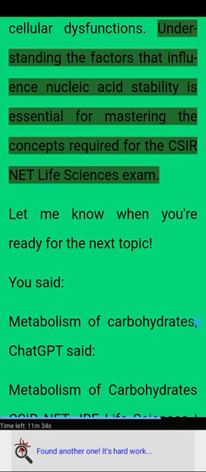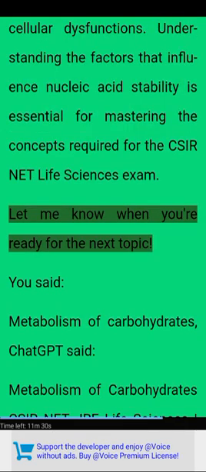Understanding the factors that influence nucleic acid stability is essential for mastering the concepts required for the CSIR NET Life Sciences exam. Let me know when you're ready for the next topic.